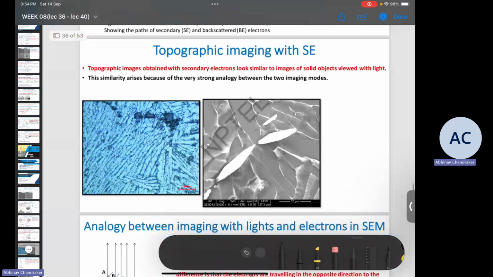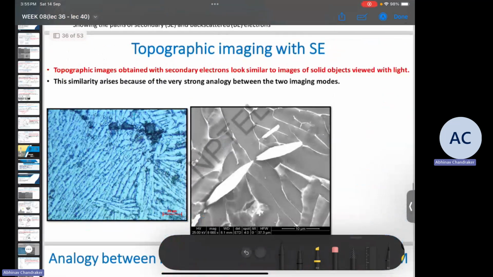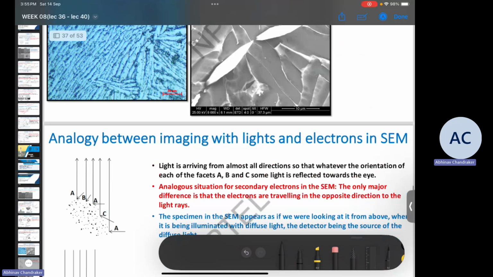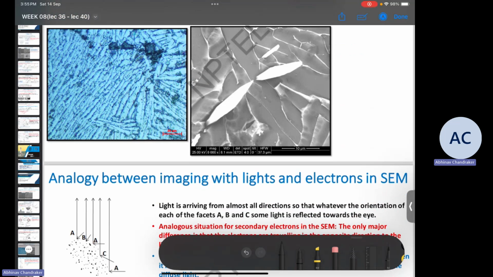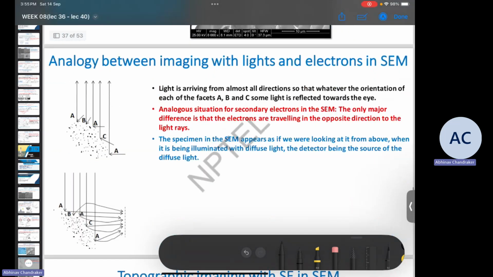Another aspect to SEM imaging is that the images that are formed are very similar to those which are formed by optical microscopy, which uses light instead of electrons. So even though the phenomena involved in optical microscopy and SEM are quite different, how come we are able to see similar images? The reason for this is that in optical microscopy we have light falling on the surface like this, and then it is getting diffused and reflected in different directions, and all of the light which gets reflected in a particular direction and is detected by our eye is used to form the image of the surface.